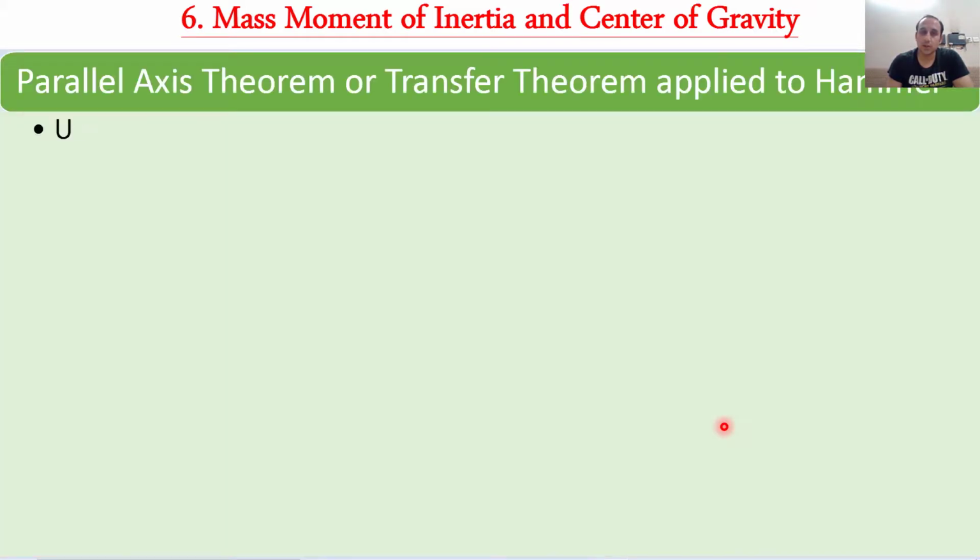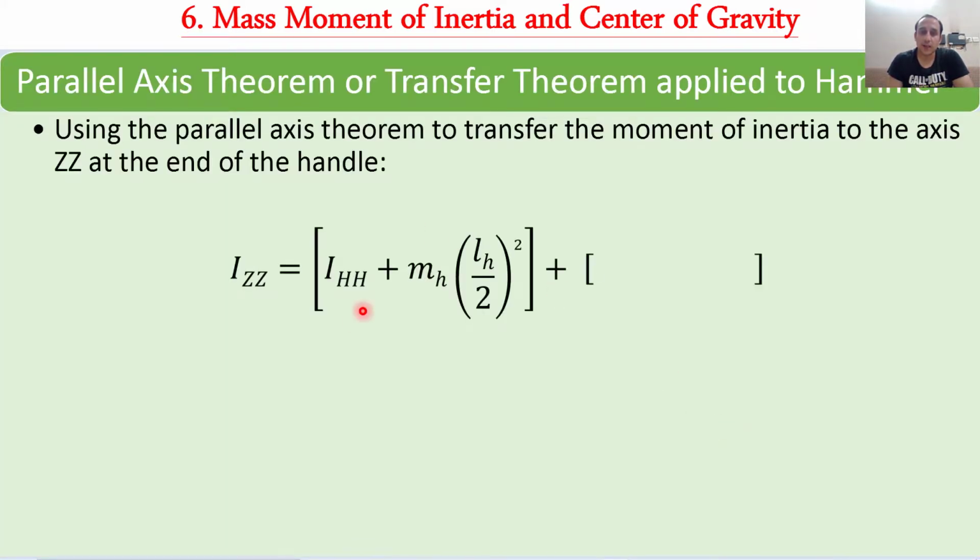Now we need to shift that mass moment of inertia to the axis of interest, which is ZZ. So we need to add IHH, which is the mass moment of inertia of the handle, and then add another term, which is the product of the mass of the handle multiplied by the square of the perpendicular distance between the axis of interest and the axis passing through the CG. The axis HH passing through the CG of the handle and the axis ZZ have a distance equal to LH by 2.